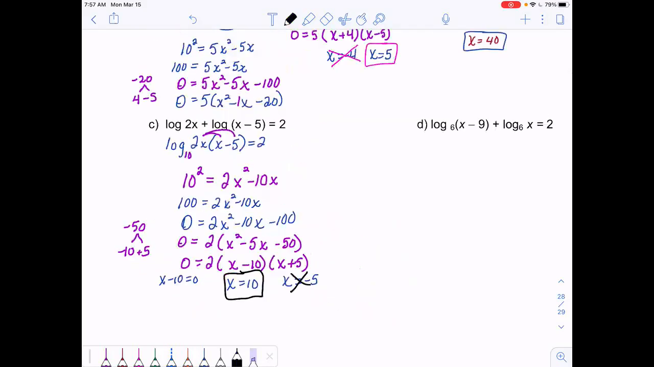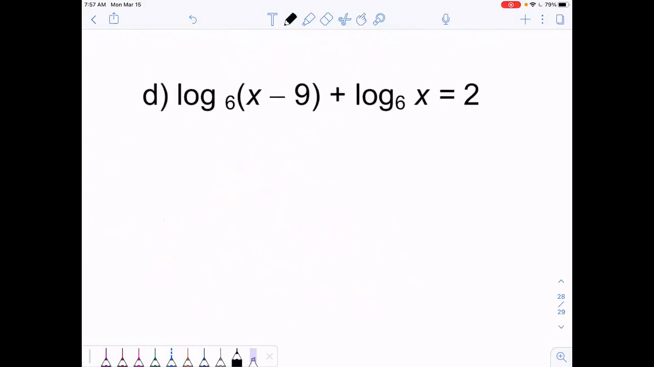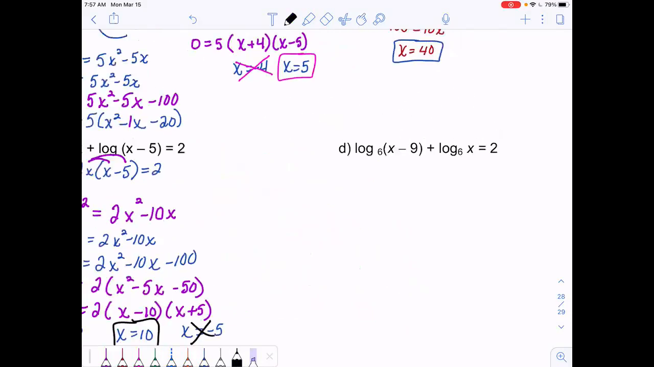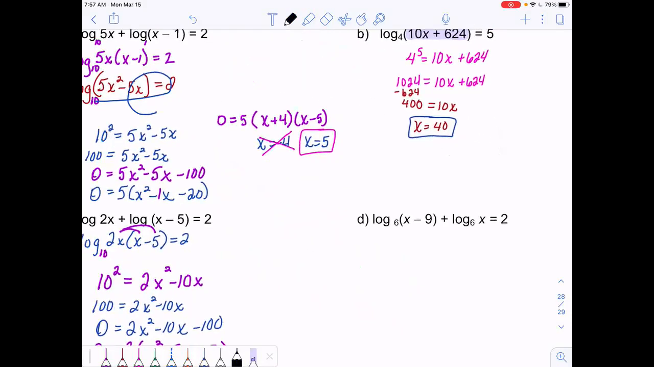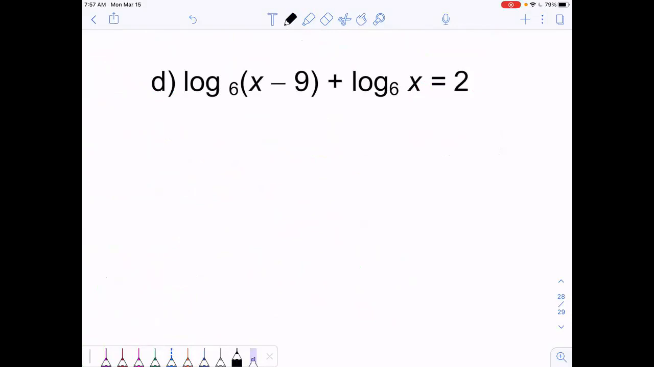So one more equation here. Change the base a little bit. The last two, actually A and C, had bases of 10. This has a base of 6, but it doesn't change the method that you're going to use. You still have to condense the logarithms together. But the base is 6 now.